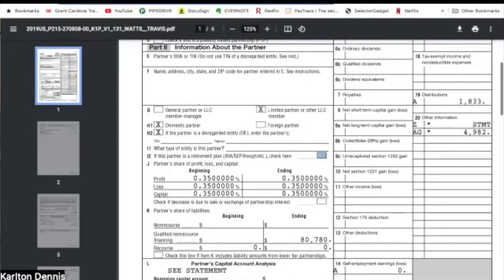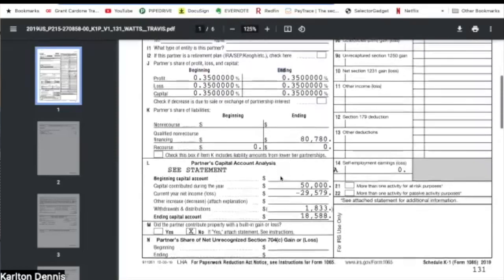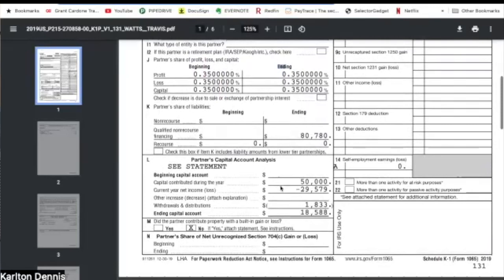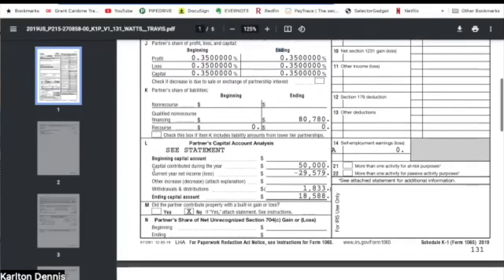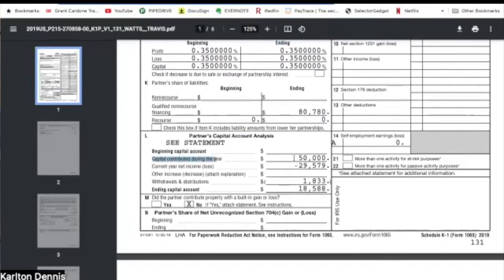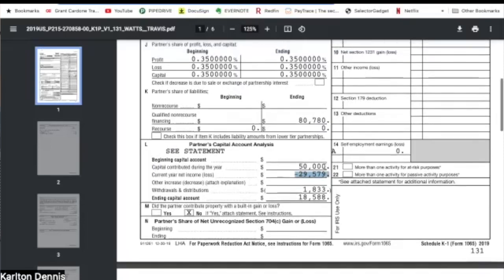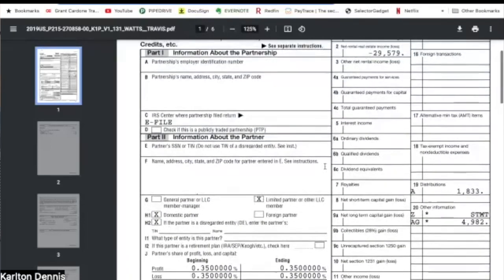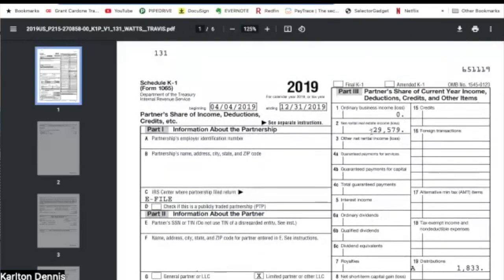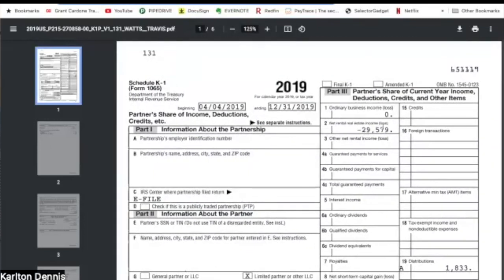Now, we've already discussed a little bit of information as it pertained to the beginning percentages and the end percentages. But down here, we're going to start to look at something that's really interesting. Travis contributed $50,000 in the year of 2019, but he received a current net income of negative 29,579. So you might be wondering, what contributed to this negative 29,579? And here's what I want you to understand.